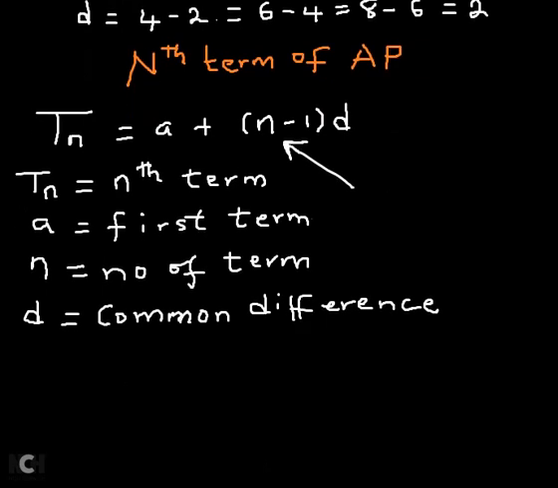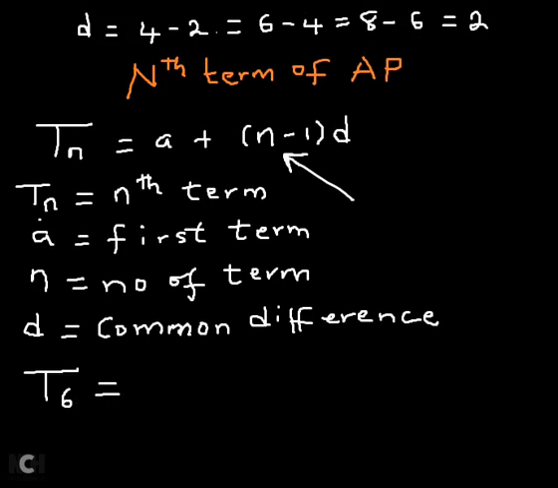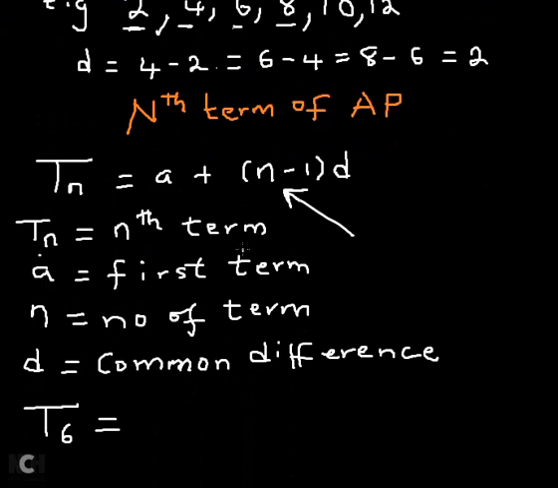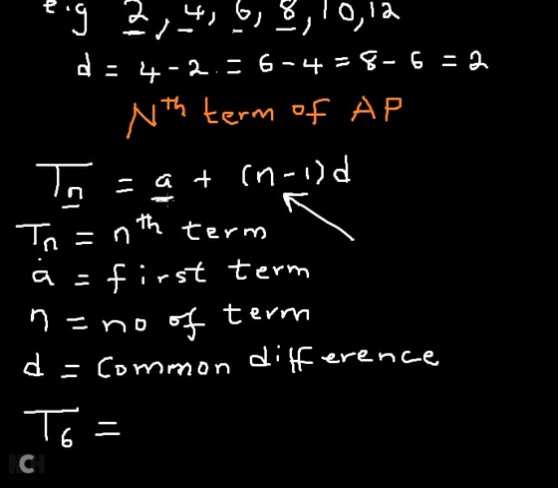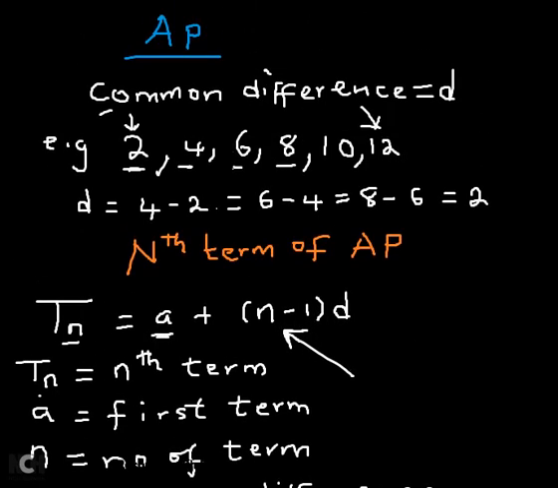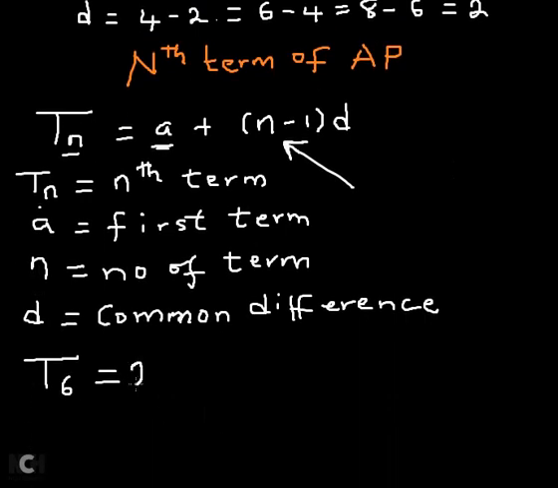Okay, so let's solve that. So I'm looking for the sixth term, T6. So I call it T6, Tn. Now from the formula, the nth term is given as the first term plus n minus 1, all multiplied by d. Okay, so let's go check for the first term. The first term is 2. So I put 2 here.